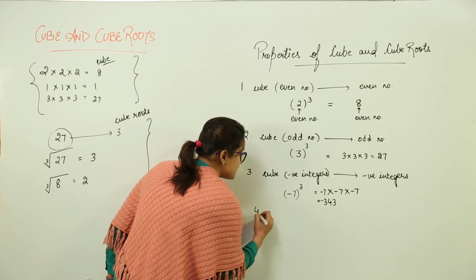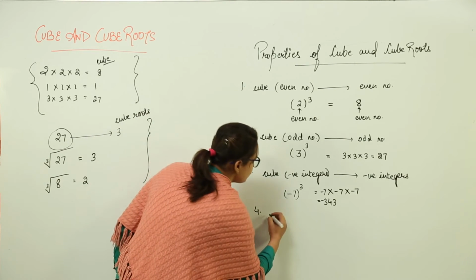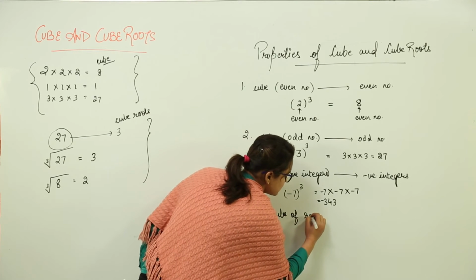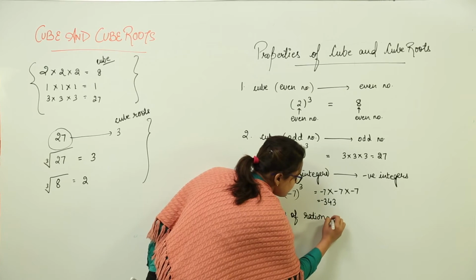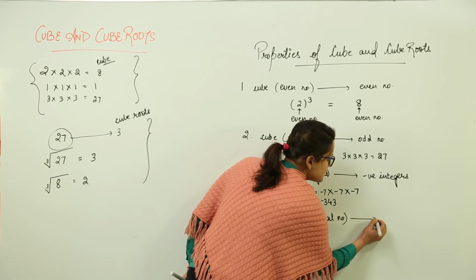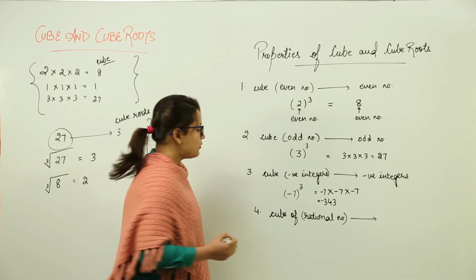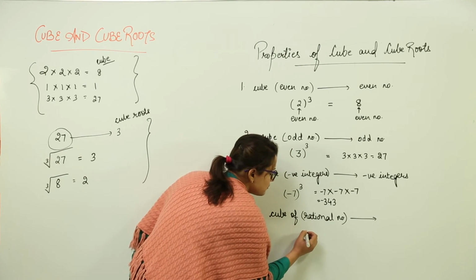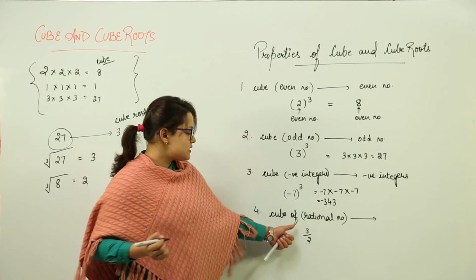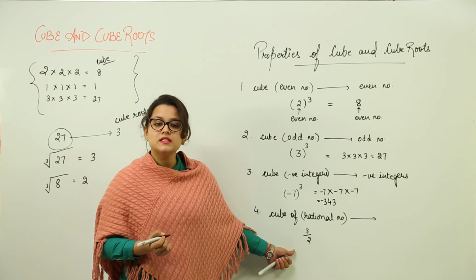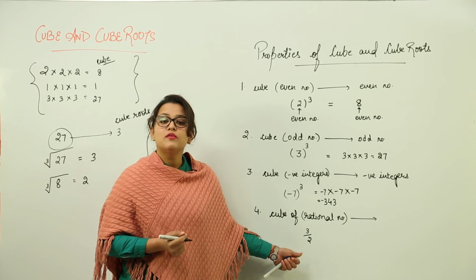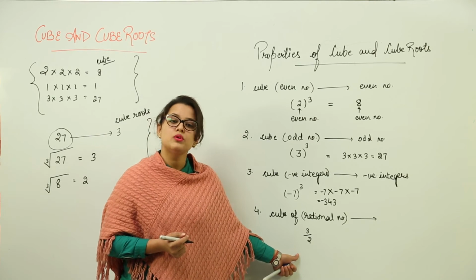Okay, the next property says what will be the cubes of rational numbers. Now I am doing cubes of rational numbers. Rational numbers we have done earlier. What are rational numbers? Rational numbers are any numbers that are represented in p by q form, right? So I am taking any rational number, say for example 3 by 2. This is one rational number because it is represented in p by q form, that is, it has a numerator as well as a denominator, where the denominator is not equal to 0.